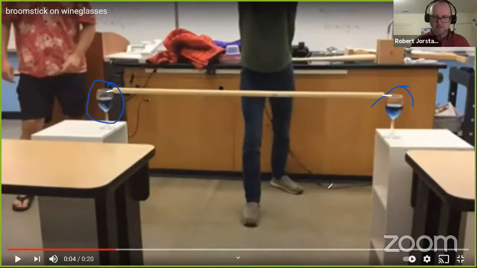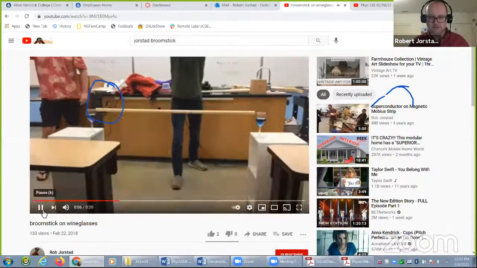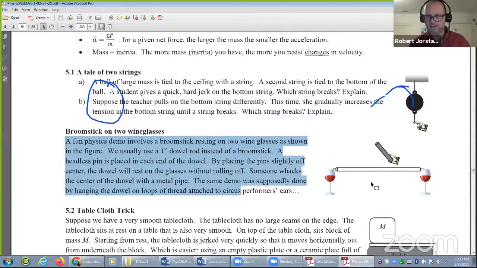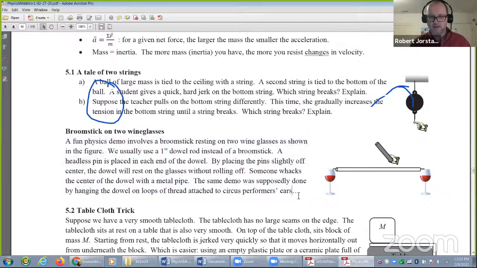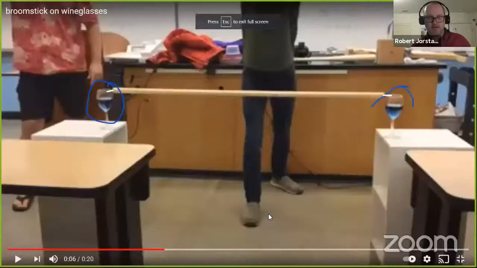So let me get you that, okay, any day now. Whoops. I'll just show you this really quick. So we're looking at this one now, broomstick. So I don't know if this gives you a better picture over here, but they used to do this with circus performers and they'd tie strings onto the ears and then smash it with a pipe. So let's go watch the video here and just watch it. All right, let me make this bigger. Here we go.